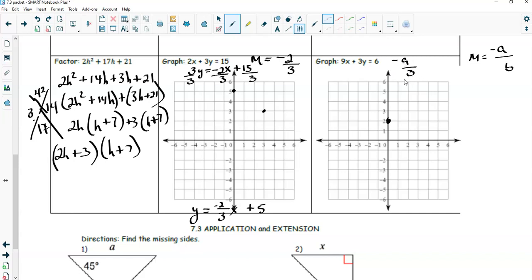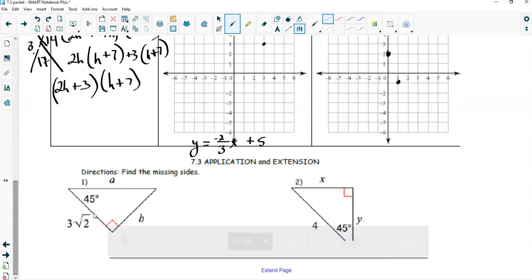What is negative 9 divided by 3? Well, that's 3, right? Oh, actually, negative 3, I'm sorry. So that means I'm going to go down 3 and 1 to the side. 1, 2, 3, 1 to the side. The line that goes through those 2 points, that's my line.